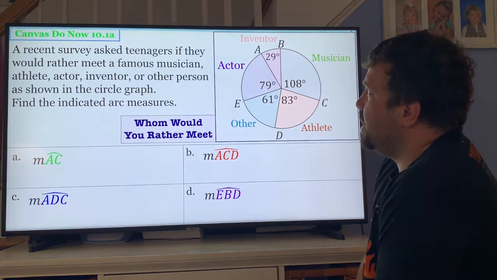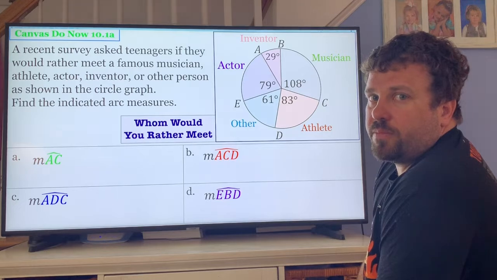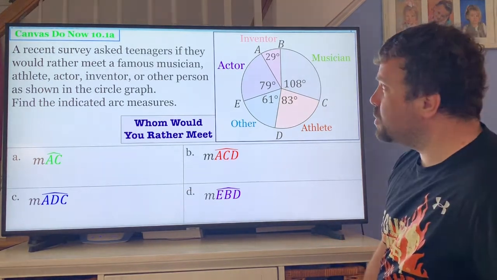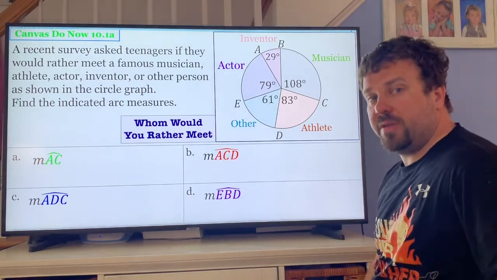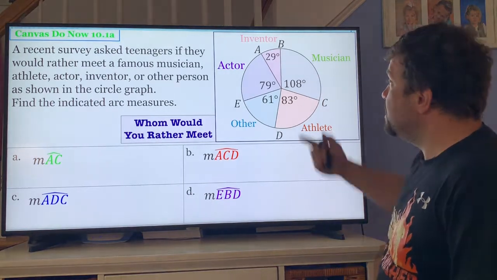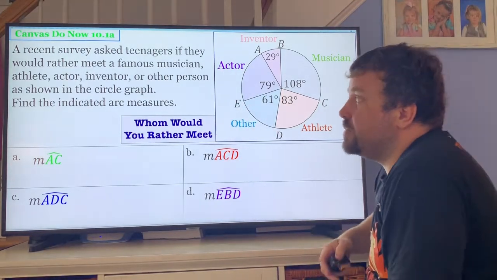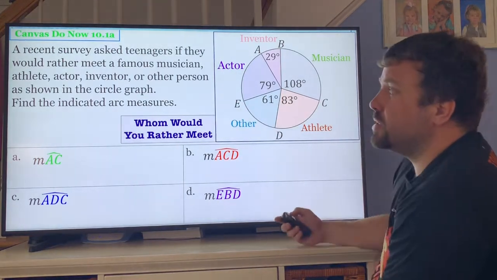Why don't you guys try it and go. All right, hopefully you're done. Now, really quick, I want you guys to say out loud, who would you be? 1, 2, 3, inventor. I'd rather meet an inventor. I guess that's because I'm not a teenager anymore. They asked teenagers would they rather meet a famous musician, actor, inventor, or other person as shown in the circle graph.